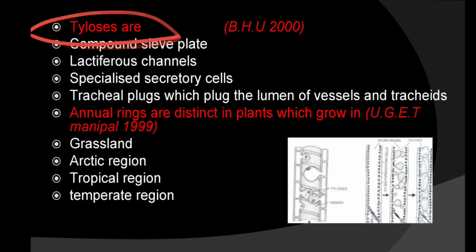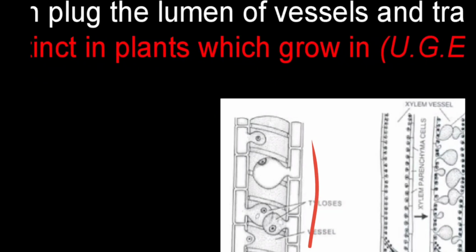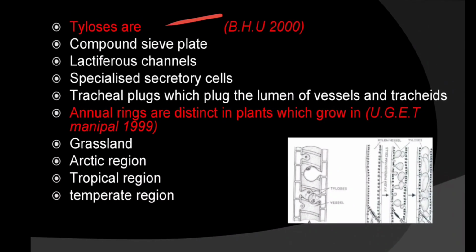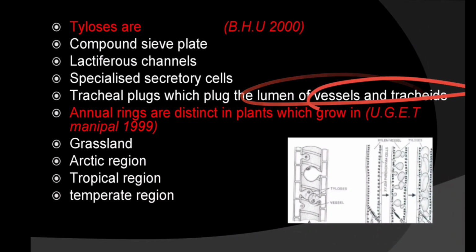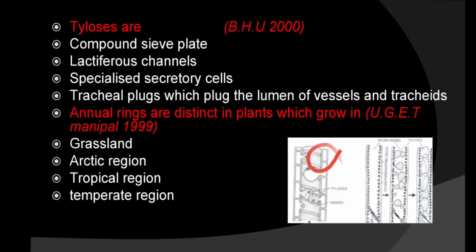Tyloses are what? Here you can see these are the xylem vessels. In these vessels you will see some plugs formed. These plugs are known as tyloses. So tyloses are tracheal plugs which plug the lumen of the vessels and tracheae. You can easily see the lumen is plugged by these tyloses, and such formation occurs in the old xylem, or we can say in the hardwood. And now supply is done by the sapwood.